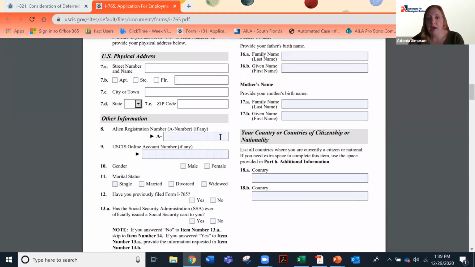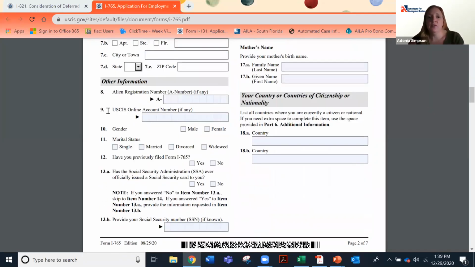All right, again, A number, if you have one, you can put it in here. If you don't, don't worry about it. Also number 9, don't worry about it. It's unlikely that you have an online account number. The rest of these biographic questions are very similar to the I-821D application. Next, has the Social Security Administration ever issued you a Social Security card? If you had, on your 821D application, if you have had a Social Security number that was issued to you by the Social Security Administration, you would be checking yes here and then putting the number. If not, just check no.